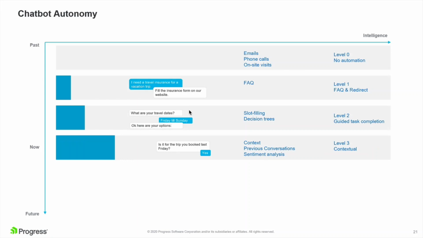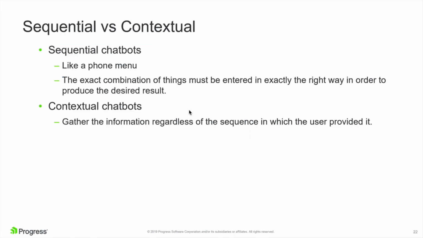The next level we are all looking at is contextual autonomy. Most bleeding edge chatbots reside here. It's very important to make the difference between sequential and contextual chatbots. Sequential chatbots are like a phone menu. They don't have context from previous conversations and rarely use data from external systems to improve user experience. They just go through the programmed workflow.